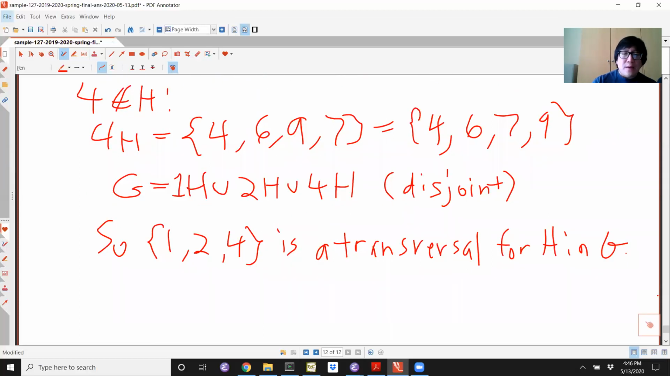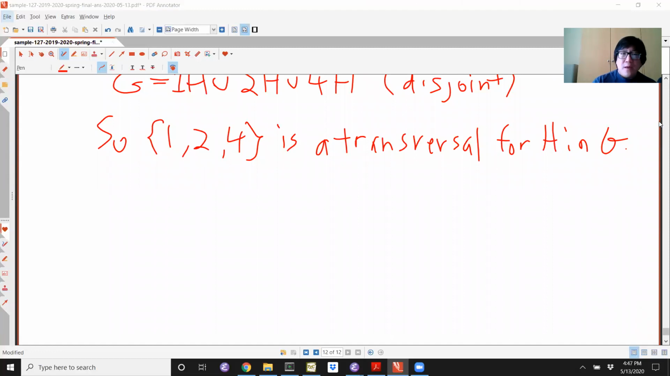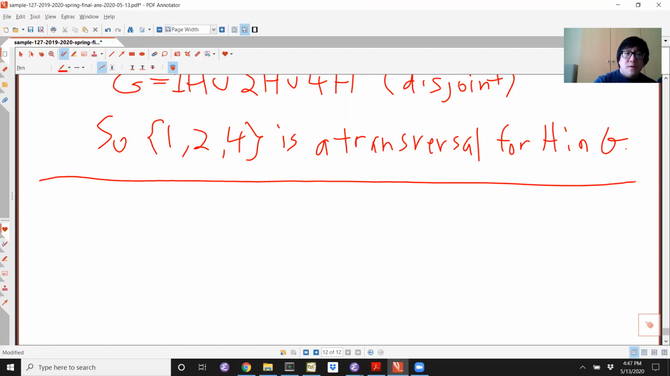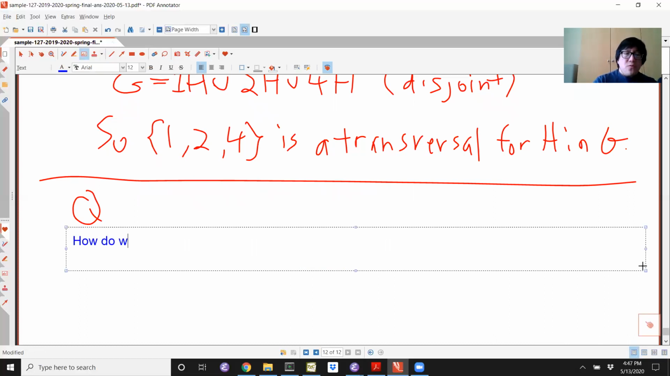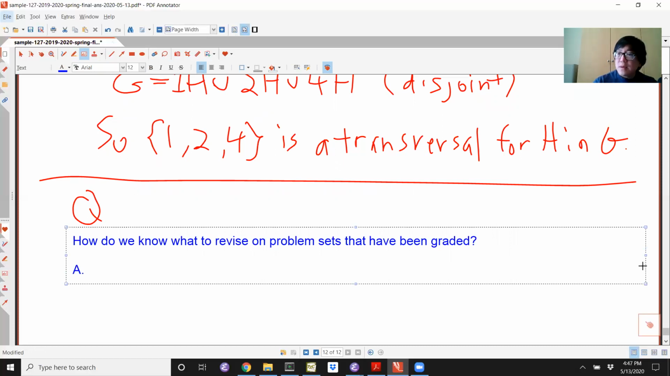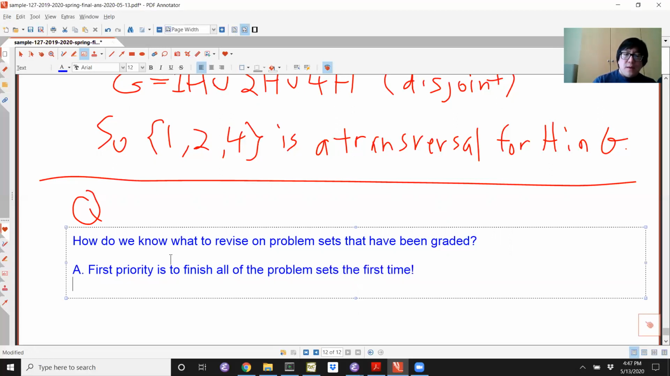So let me just write out the answer to Kaushal's question. Actually, I think I can and should type this in. Question: How do we know what to revise on various problem sets that have been graded? Answer: the first priority is to finish all of the problem sets the first time. Then you can do revisions of anything I have graded.